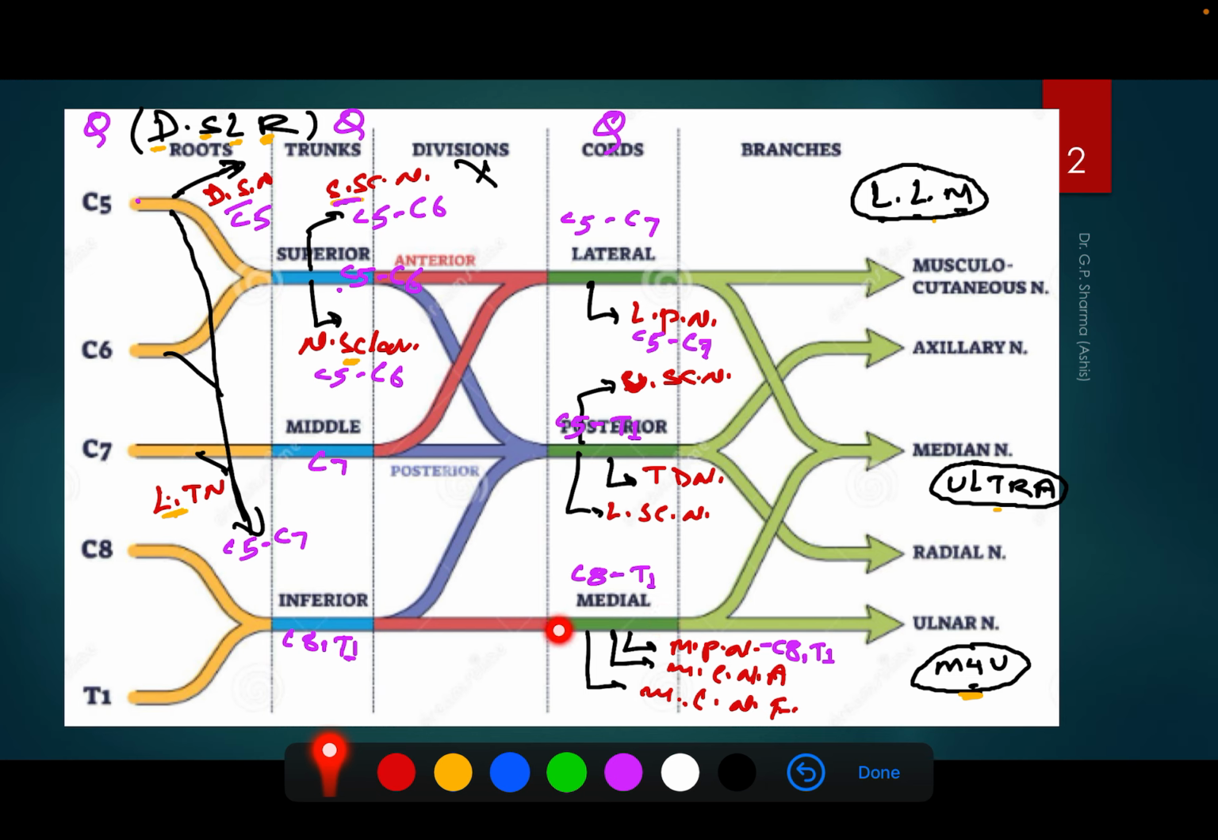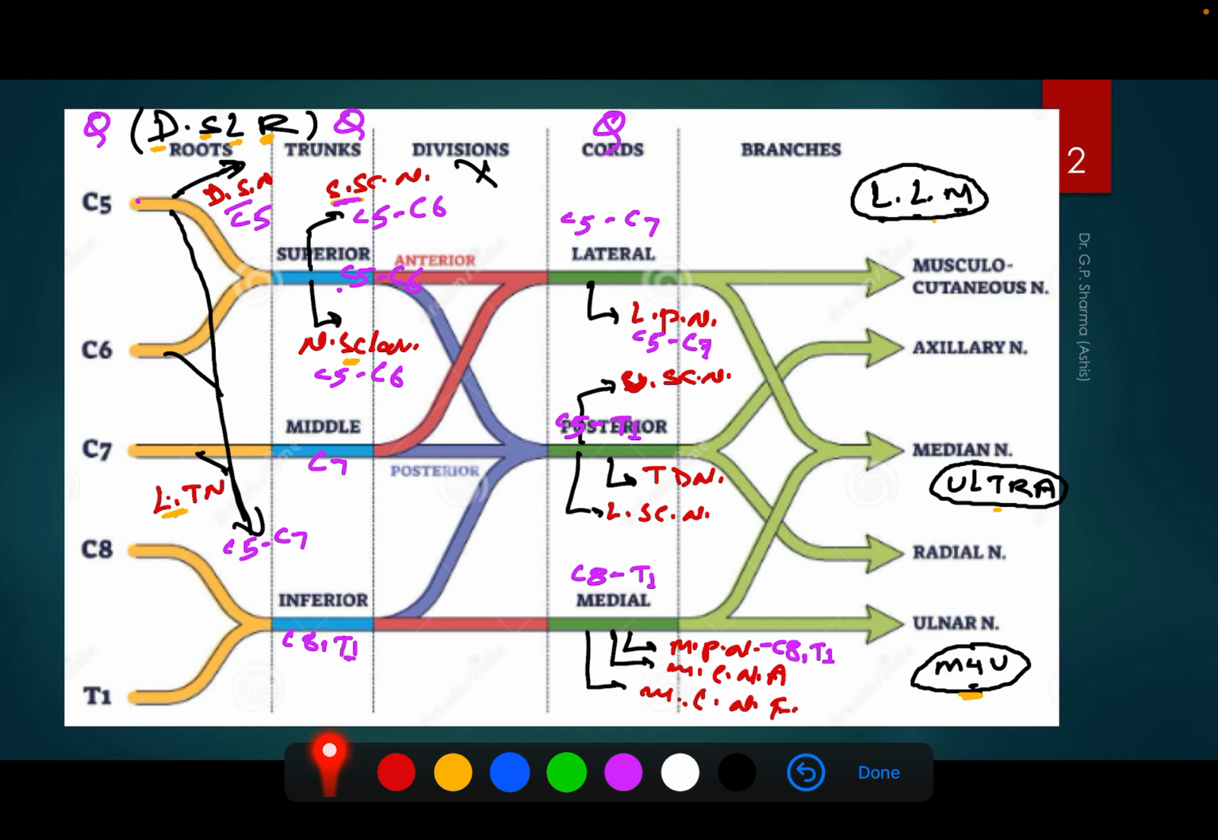Let's see, it's following these two roots, that is C8 and T1. There is one rule about the innervation of the upper limb. They said that the brachial plexus has the segmental innervation to the upper limb. That means the upper root supplies the upper regions, the lower root supplies the lower regions. It is applicable for the muscles as well as for the skin.